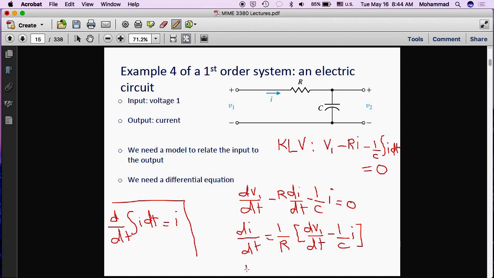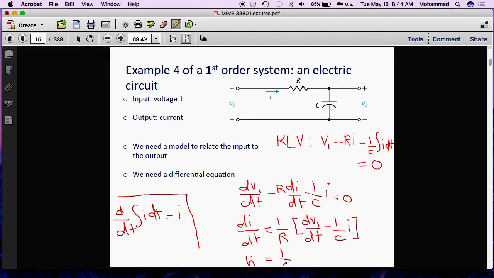Let me remind you that for a tank, we had h dot equal to 1 over A (w_in minus 1 over C h). Do you remember that? This was the model of what? The second equation that I have, the equation at the bottom of this slide. This was the model of a tank of fluid, which has no resemblance to a circuit made of a resistor and a capacitor.